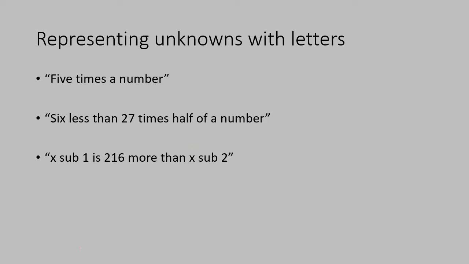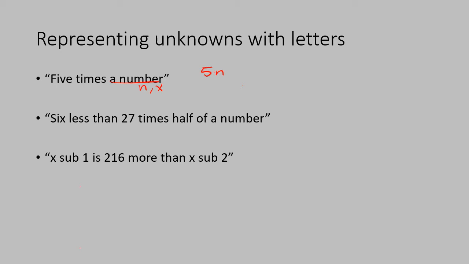If 5 times a number, well, what we need to do is recognize that a number here is unknown. So we can use a variable for this, or just a letter to represent something we don't know. So a letter we can always use is like n. n could be a number, x could be a number. It doesn't really matter. But 5 times a number would be like 5 times n. That's it.